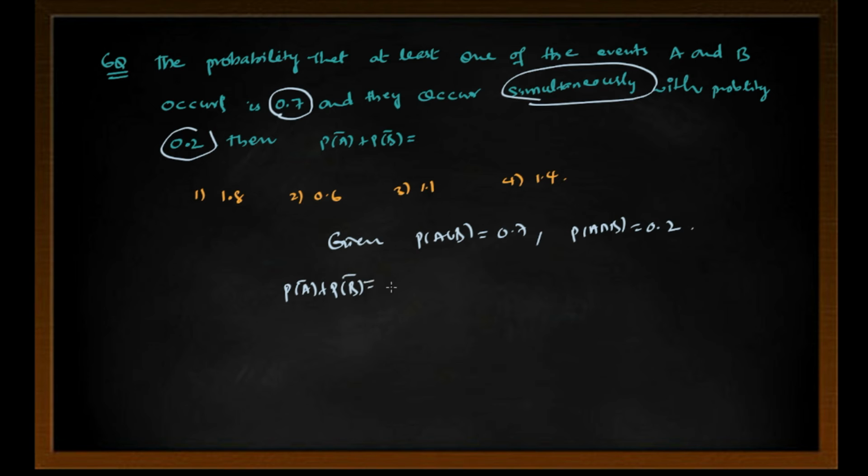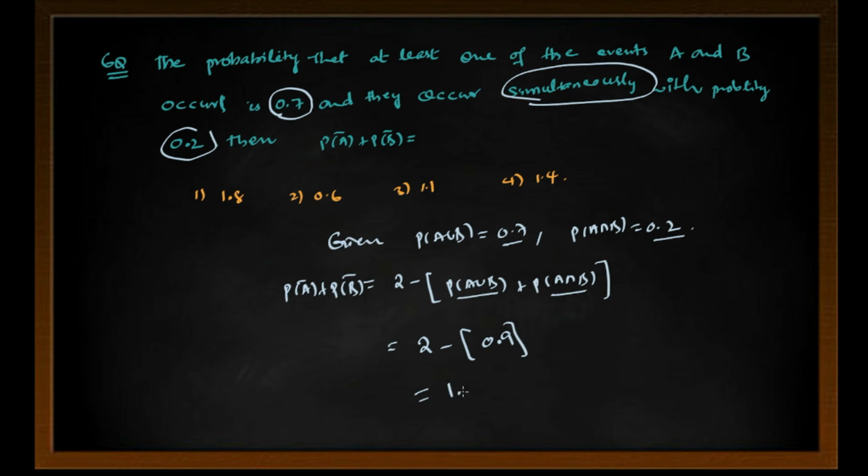We all know that from the addition theorem, P of A bar plus P of B bar we can write as 2 minus the sum of P of A union B plus P of A intersection B. So 2 minus (A union B plus A intersection B), that is 0.7 plus 0.2, 0.9. So 2 minus 0.9 is 1.1. So 1.1, the third option is the right option. At least one of the events means we have to consider A union B, simultaneously means we have to consider A and B, A intersection B.